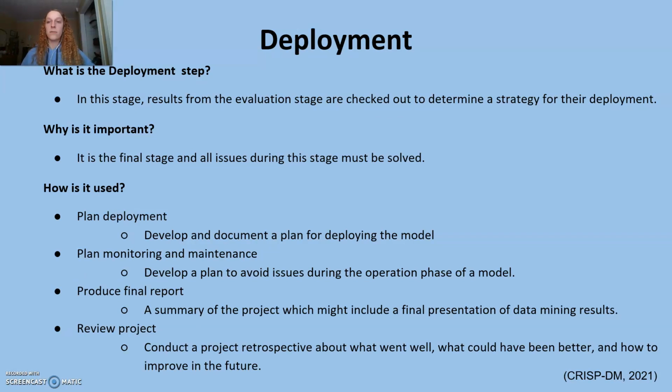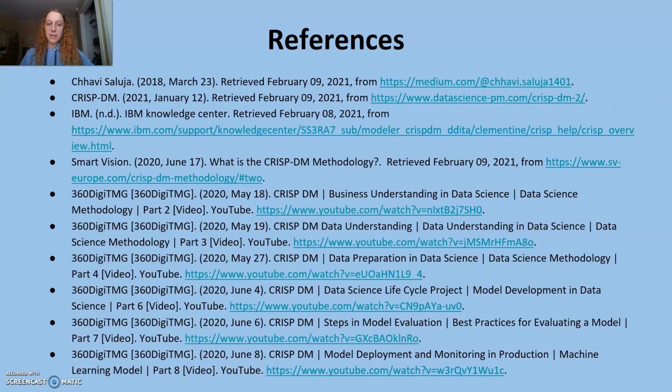Finally, we have the deployment phase. In this stage, results from the evaluation stage are checked to determine a strategy for their deployment. It is the final stage, and all issues during the stage must be solved. You will plan the deployment, plan monitoring and maintenance of the project, produce final reports, and review the project. And this is an introduction of the 6 phases of the CRISP-DM life cycle.